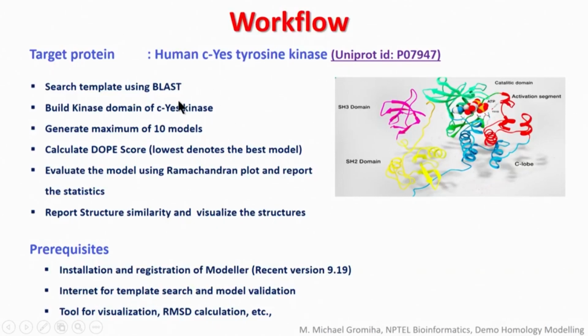To get these structures, the prerequisites are first to install and register Modeller. This is software used for modeling structures using homology modeling, and we need internet for the template search as well as validating the model, and we need tools such as PyMOL for visualization and RMSD calculations and so on. Now, we will see how to build a model from the sequence of the human CSK tyrosine kinase. I will give a demonstration on prediction of protein structure using Modeller software.